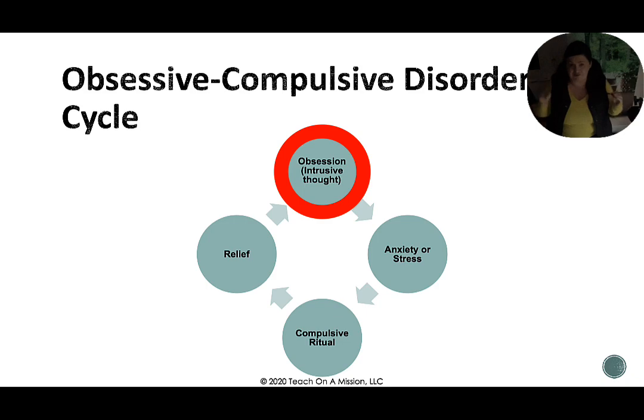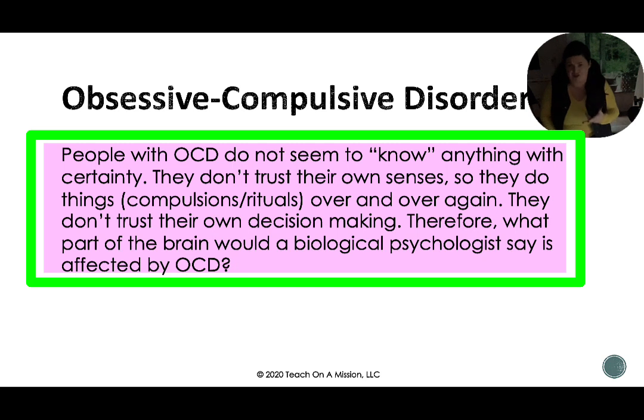They can't do anything with certainty, so they just don't trust their own senses. Right? So they do these compulsions or these rituals over and over and over again because they don't trust that it's going to be okay. They don't trust their own decision making.